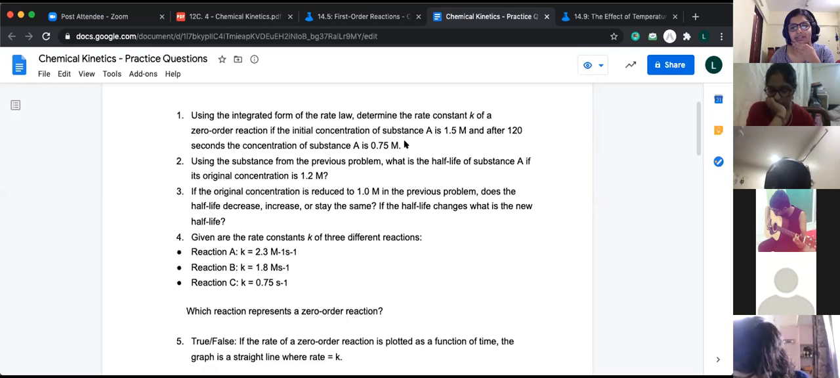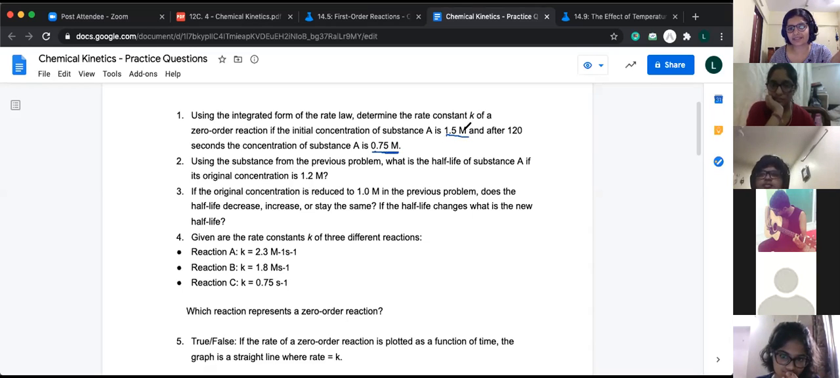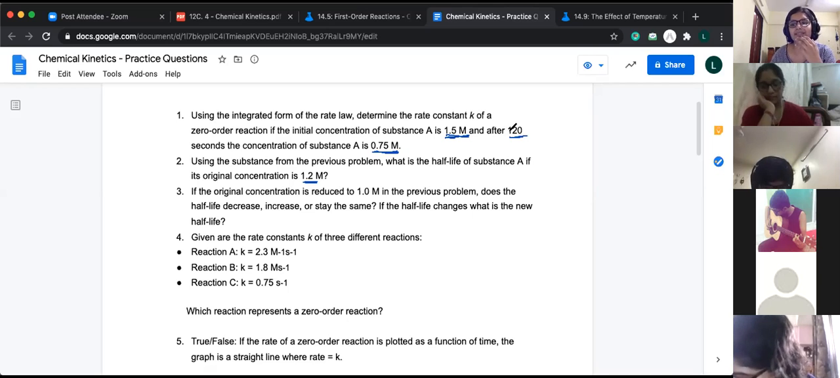Another logical way to figure it out is, first, what is happening in the question? 1.5 m reducing to 0.75 m is basically reducing to half, right? So that is happening in 120 seconds. If you take 1.2 m, which is slightly less than 1.5, directly proportional to the rate constant, right? So it should be slightly less than 120 seconds.